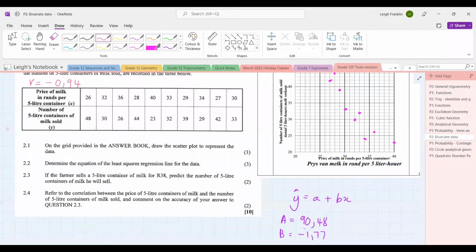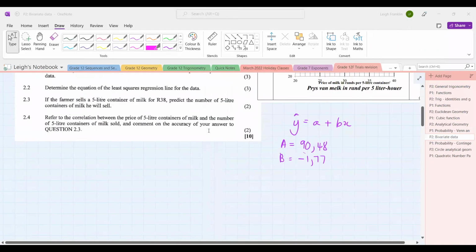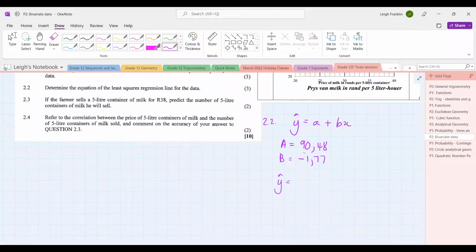All right, and now you are ready to start using your calculator for computing again. So you can press the mode button, press number 1, that switches it back onto computing, and then you can continue. Okay, so now, in order to get all 3 marks here, we want to write it in the form of the least squares regression line. So what I still need to do here in question 2.2 is write y hat equals 90,48 minus 1,77 x.